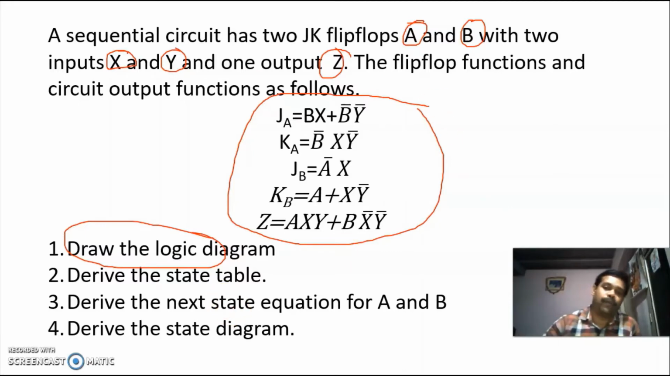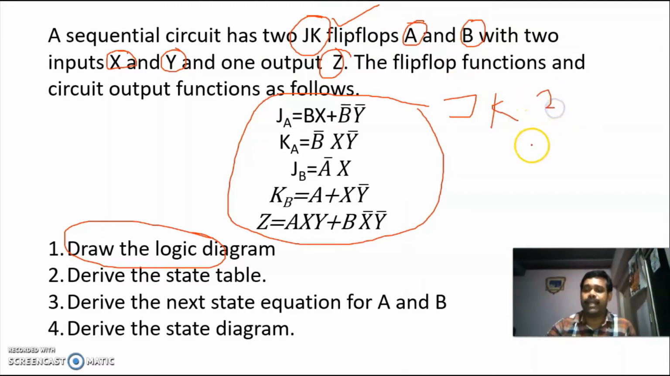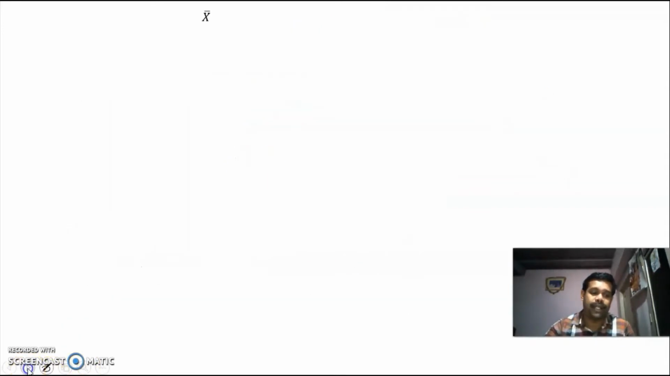The type of flip-flop you are having is JK flip-flop. In some other problem you can get SR flip-flop or D flip-flop or T flip-flop. Here the type of flip-flop is JK, and we are having two flip-flops A and B and two inputs X and Y. So first, by using the given flip-flop input functions and output functions, we are going to draw the logic diagram.